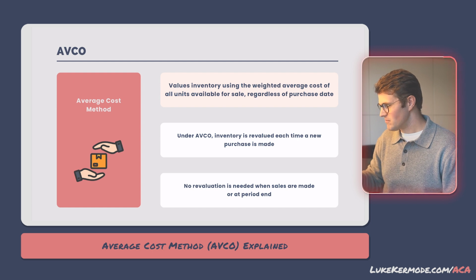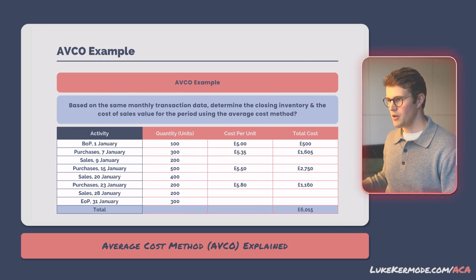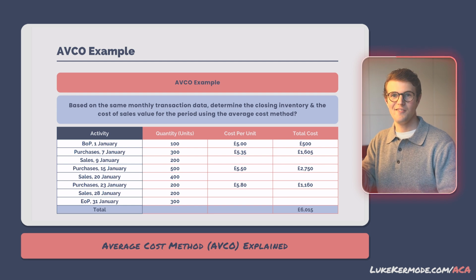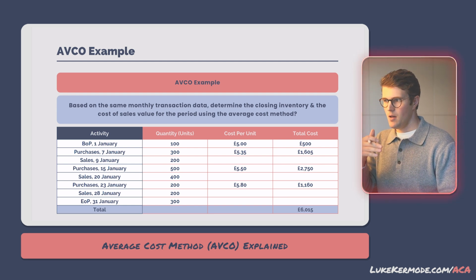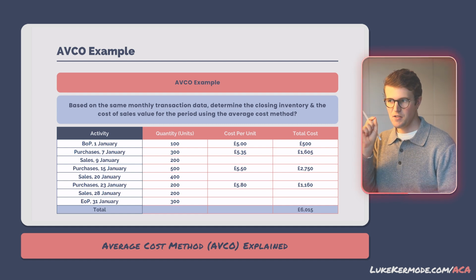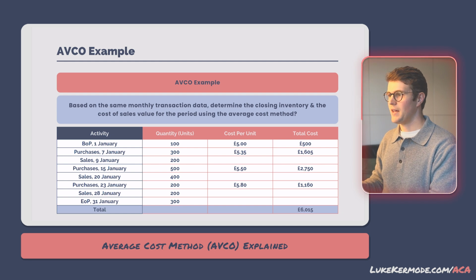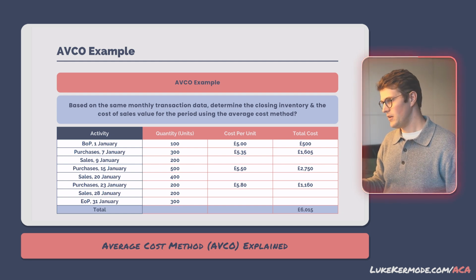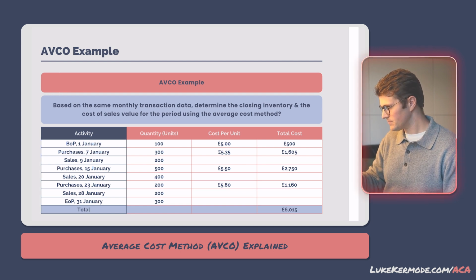Let's see how this works in practice by looking at an exam question. So if you've already watched my FIFO video here on the channel, this data will look pretty familiar. We're working with the same coffee cup business, same set of transactions, but this time instead of using the FIFO method, we've been asked to calculate the closing inventory value and cost of sales for the period using the average cost method. So let's get started.